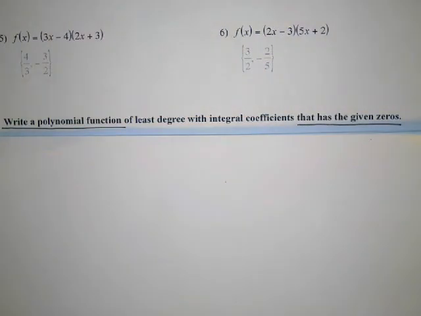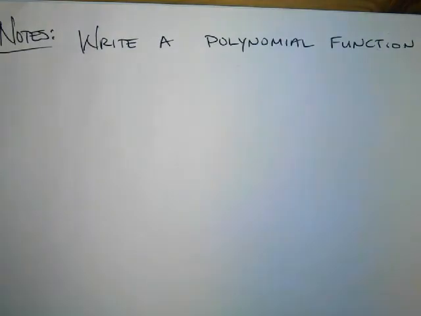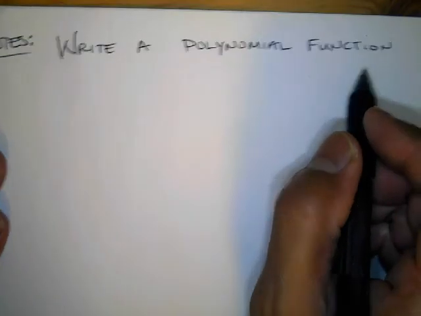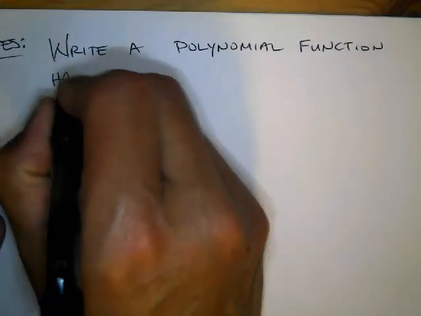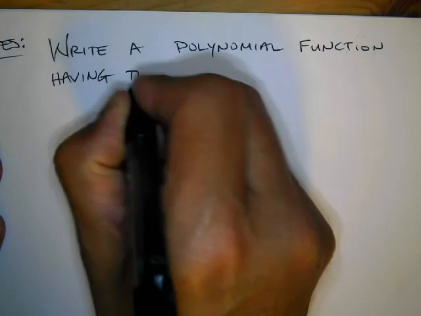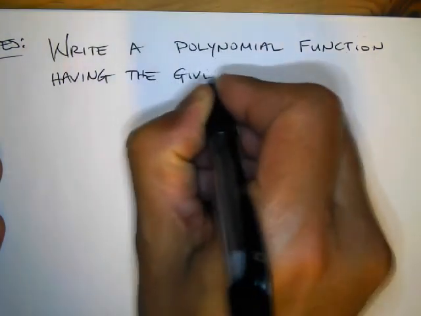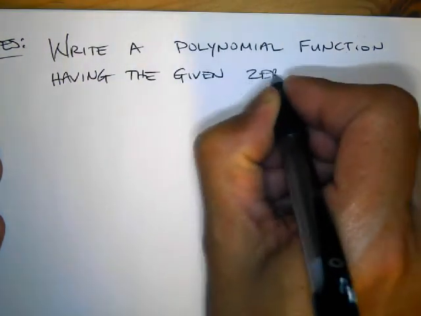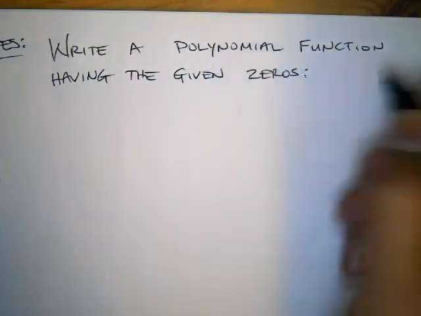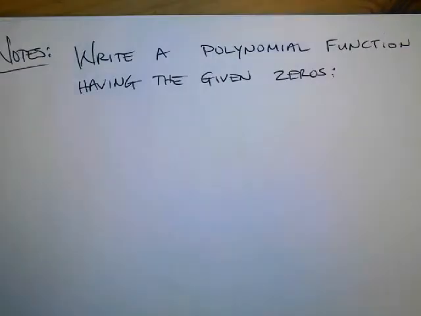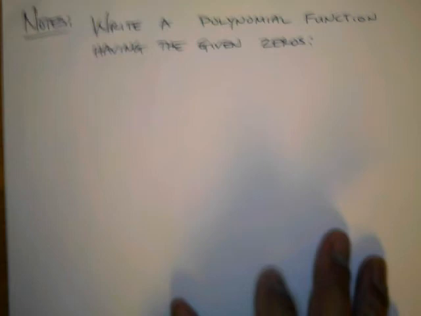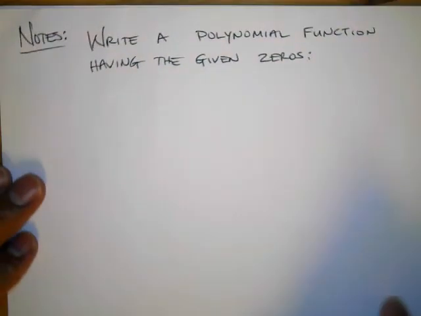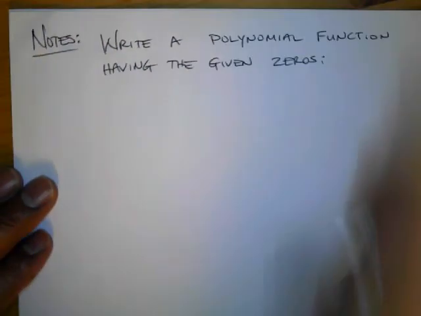See, we're going backwards now. So let me write this first. I won't write all that middle stuff. So pretty much the objective is to write a polynomial function having the given zeros. So I'm going to do a quick little review to show you that you're really not doing much new. You're just going backwards.